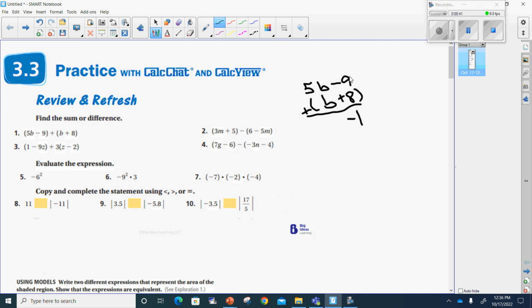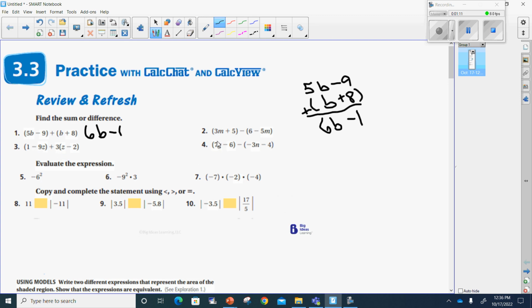I know that because when my signs are different, I find the difference, which means I'll take the big number minus the small number, which is 9 minus 8. That gives me 1, and then I'll keep the sign of the bigger number, negative. And I have 5b plus b, that would be 6b. So the answer to this will be 6b minus 1.